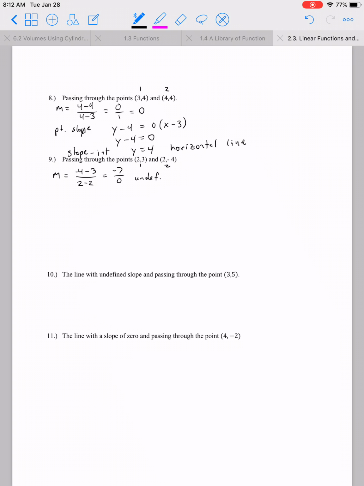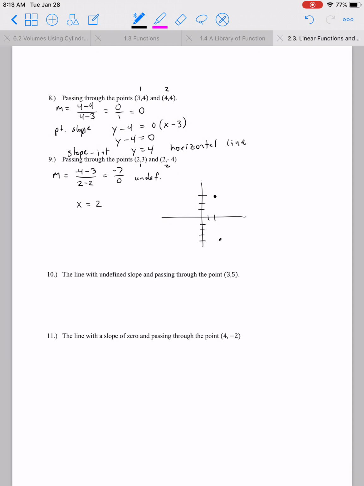All right, we have an undefined slope here. Since this is undefined, essentially we just have to have a vertical line that passes through these 2 points, or really any point. And since you notice they both have the same value of x, that's going to give us that x has to equal 2. Because if we look at our graph and we do the point 2, 3, that's right here. And if we do the point 2, negative 4, that's over here.